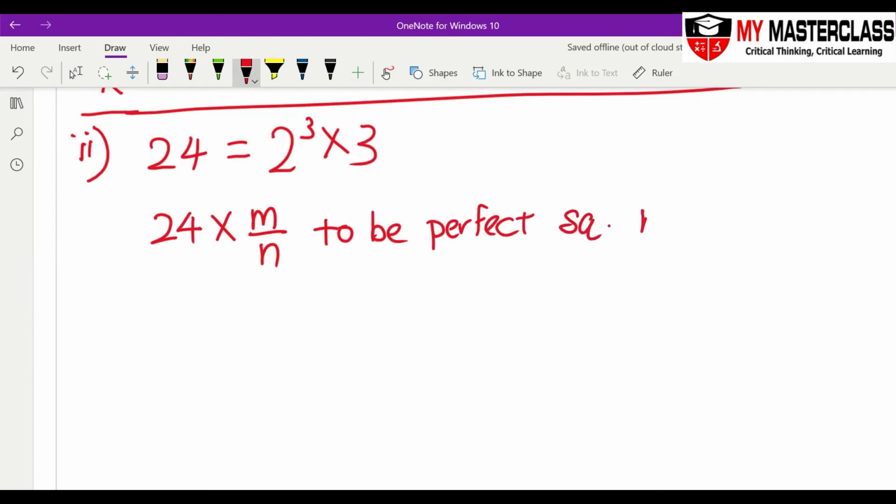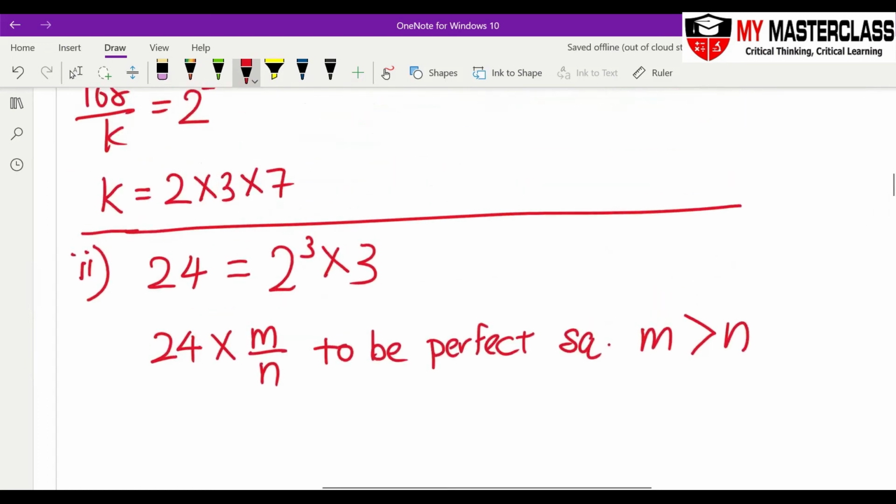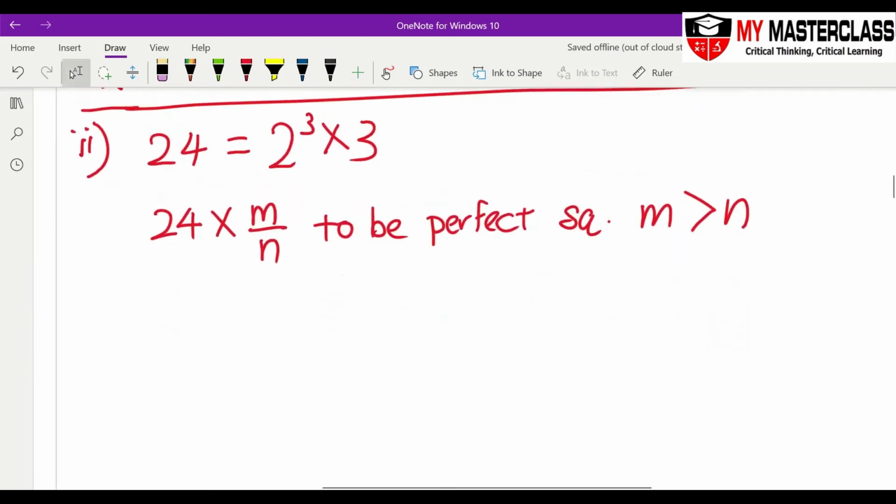Okay, and m must be greater than n. These are additional things that I want you all to know. So this kind of question can come out. Very often we do the times m or divide by k, right or not? This one I went through with you during your holidays before. 2 power 3 times 3, because this is 24, times m over n.